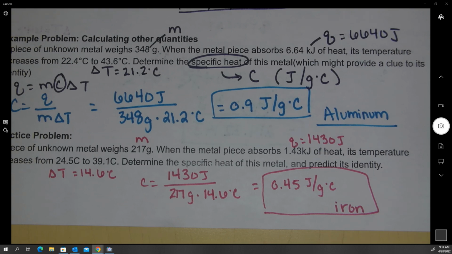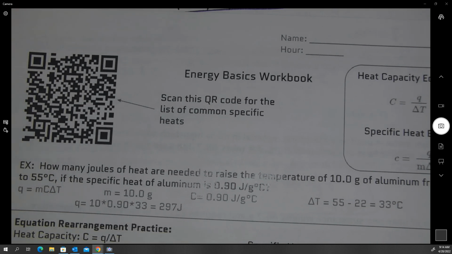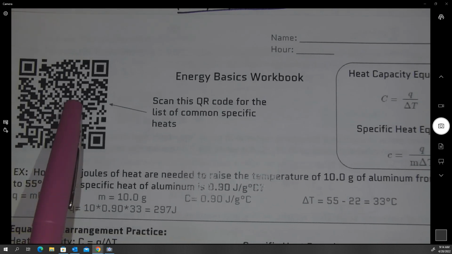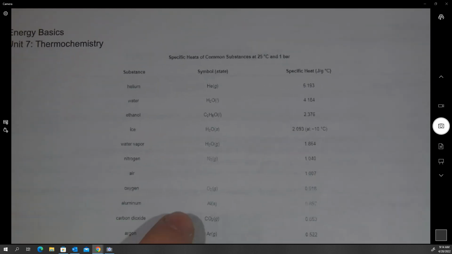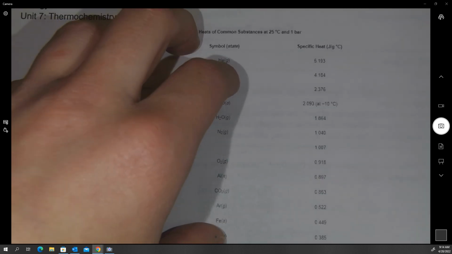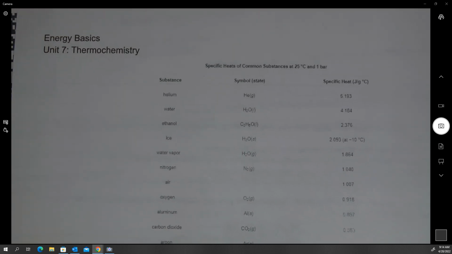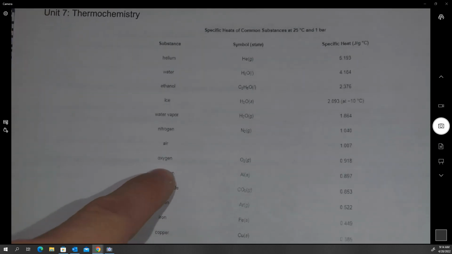Okay, what I just passed out to you is a worksheet. This worksheet's going to be due Monday. I built this for you guys this week. This QR code, when you scan it, is going to bring you up to a Google Doc that includes this specific heat chart, if you need to use it while working on the worksheet. You scan that code, it'll bring it right up on your phone for you.